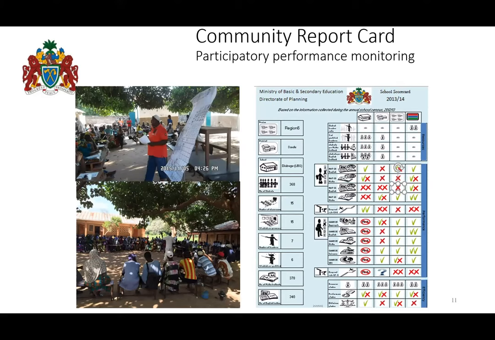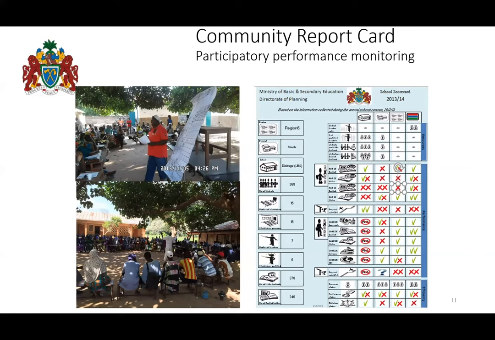But what do you do with the current data? This is a community report card where we share our data, integrate it with additional data in terms of inputs and finances. Then we have a whole report at the end of this year before the school goes to summer holiday. Parents and the community are invited to the school to discuss the outcome of the school in terms of learning outcomes and the resources provided.